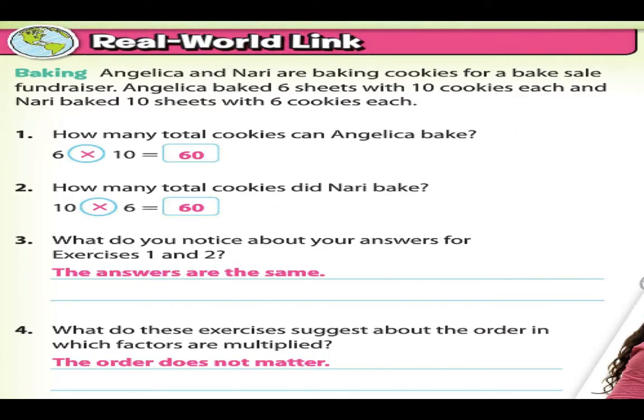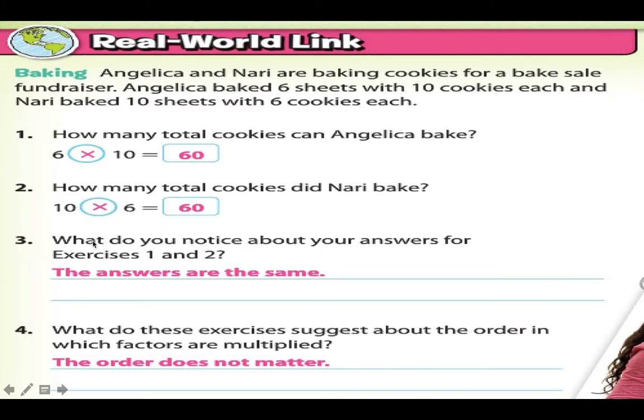For exercise 1, we were to determine the total number of cookies that Angelica baked. Well, we know that she baked 6 sheets with 10 cookies on each sheet. So if we multiply 6 times 10, we get 60 total cookies. In exercise 2, we were to find the total number of cookies for Nari. Well, we know that she used 10 sheets and baked 6 cookies on each of those. So if we multiply 10 times 6, we get 60 total cookies.